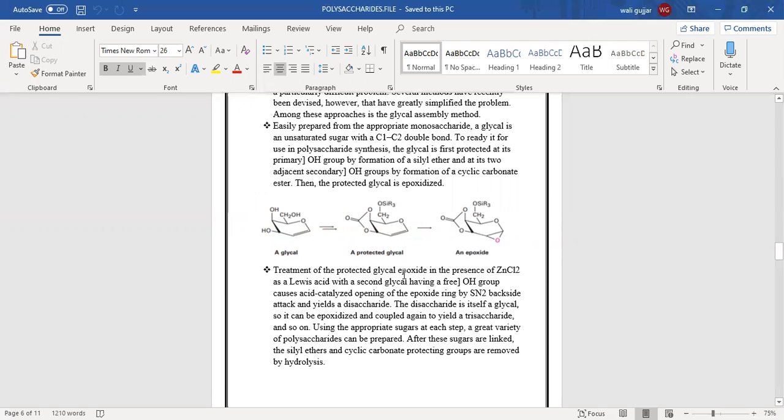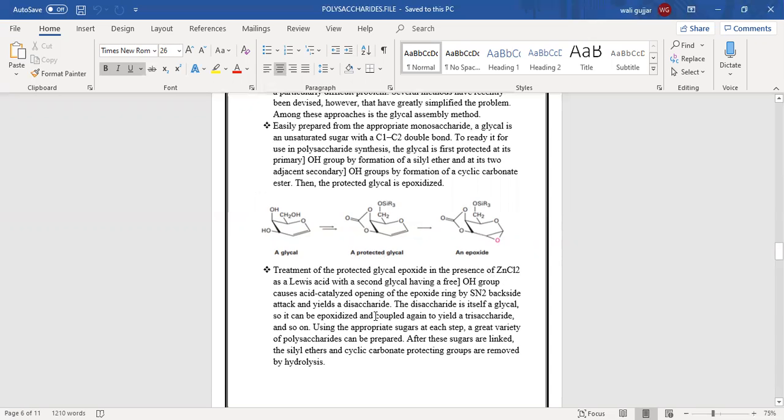Treatment of the protected glycal epoxide, in the presence of zinc chloride as a Lewis acid, with a second glycal having a free hydroxyl group causes acid-catalyzed opening of the epoxide ring by SN2 backside attack and yields a disaccharide.